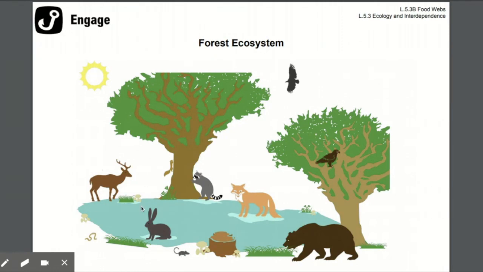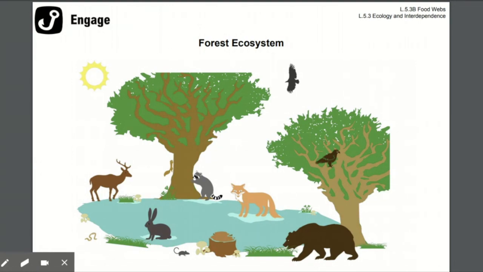Animals that eat plants are called primary consumers because primary, if you think, means like first. And they are the first consumer, the primary consumer in the food chain. Animals that eat other animals, like this hawk, this fox, or this bear, those are considered secondary consumers because they eat other animals. So they're not the first in the food chain, they're the second or third or so on in the food chain.